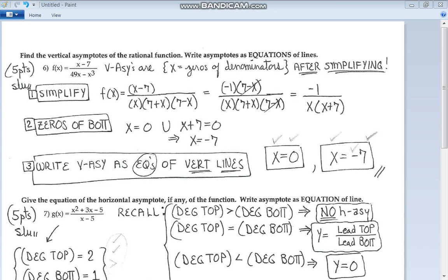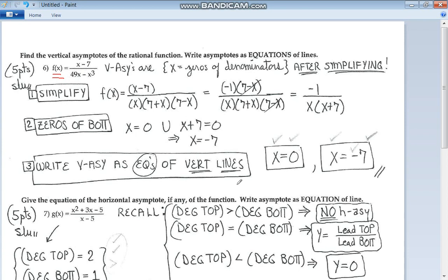Math 7a, Exam 2, question number 6. Find the vertical asymptotes of the rational function. Write asymptotes as equations of lines. Not just a number, but the equations of lines. Okay, looking for vertical asymptotes. The function is given to be f of x equals x minus 2 over 49x minus x cubed.